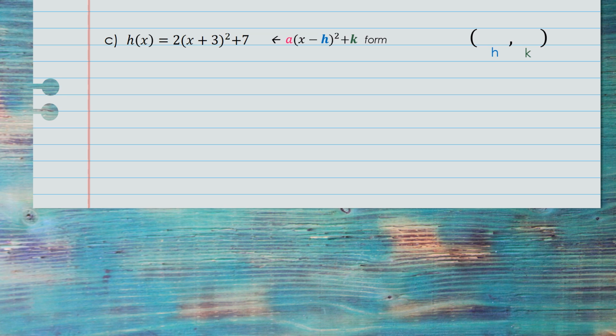Now notice, the form has to be written as x minus some value. What would our value be? x minus what would create x plus 3? Well, that must be negative 3. So in this case, our h value is negative 3. To find the k value, it must be plus some value. What number would that be? Well, that would be 7. So our k value is 7. So in other words, our vertex is negative 3, 7.